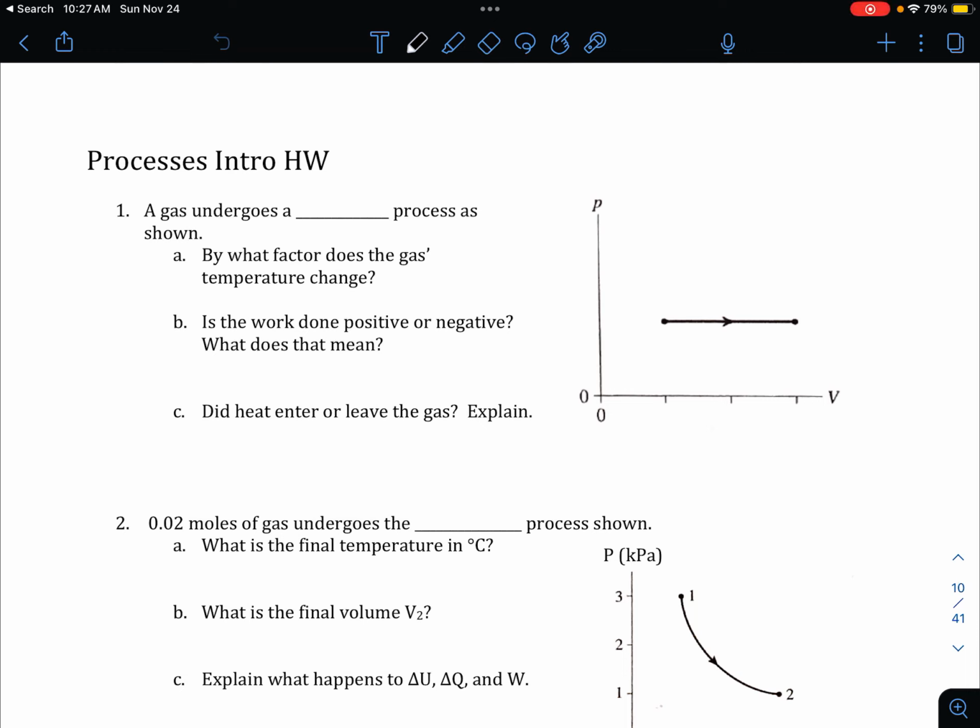All right, so this is page 10. Hopefully you've tried this already. Just try page 10. The process is intro homework. See how you do, and then I'll go over it.